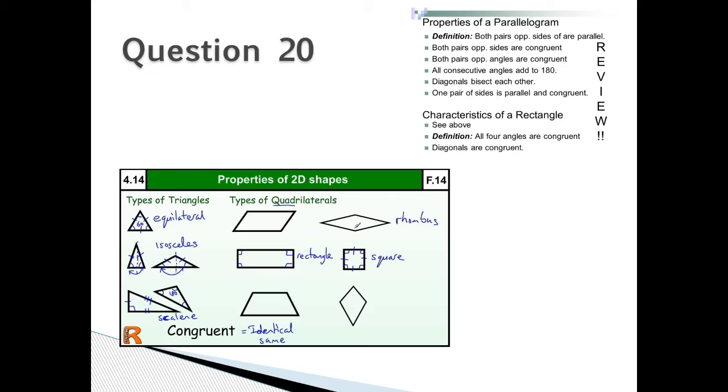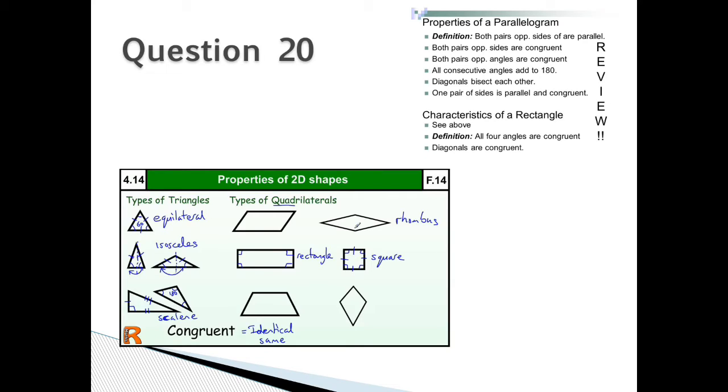You also have characteristics of a parallelogram. The definition is that both pairs of opposite sides are parallel. Both pairs of opposite sides are congruent. Both pairs of opposite angles are congruent. All consecutive angles add up to 180 degrees. The diagonals bisect each other. One pair of the sides is parallel and congruent.